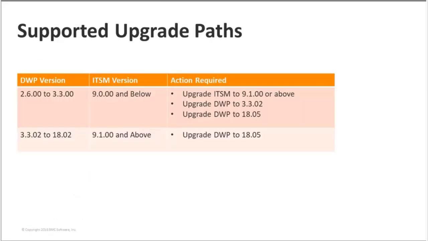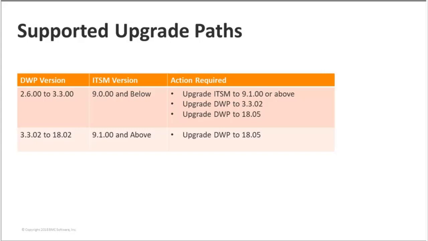Now let's talk about the next topic, which is supported upgrade paths. How do you get to 1805? If you are on 2.6 to 3.3 version of Digital Workplace or MyIT, and your ITSM is 9.0 or below, then you will have to first upgrade your ITSM to 9.1 or above, and you will also have to upgrade your Digital Workplace first to 3.3.02. That's a minimum version, and then from 3.3.02 you can do a direct upgrade to 18.05.